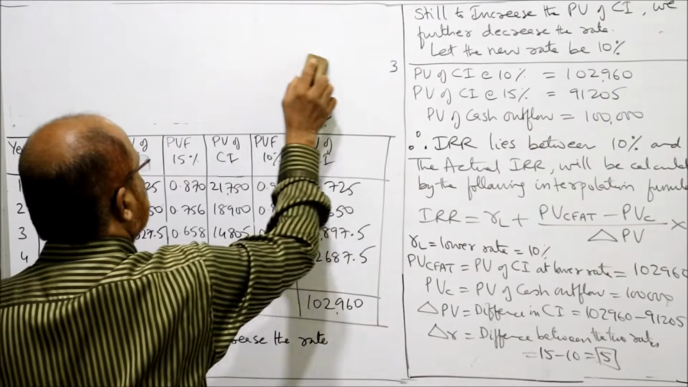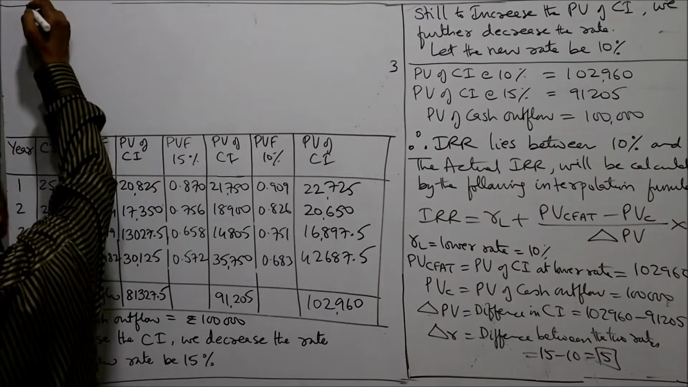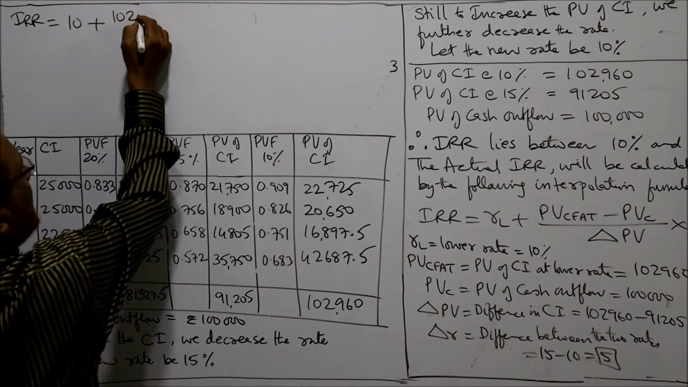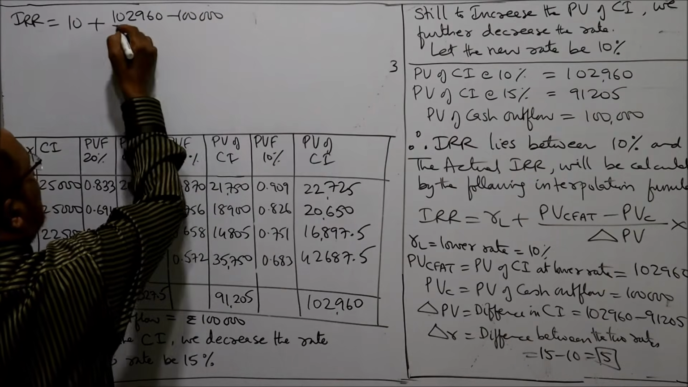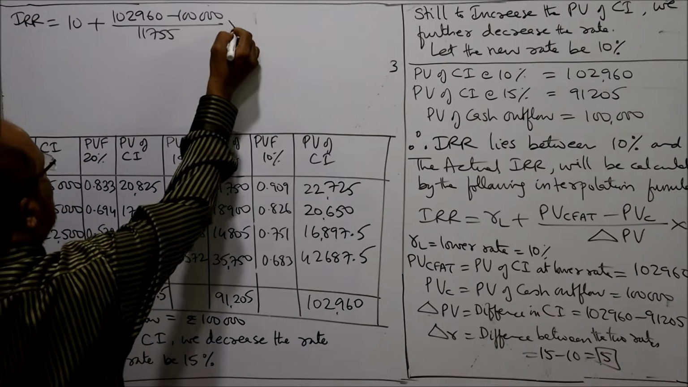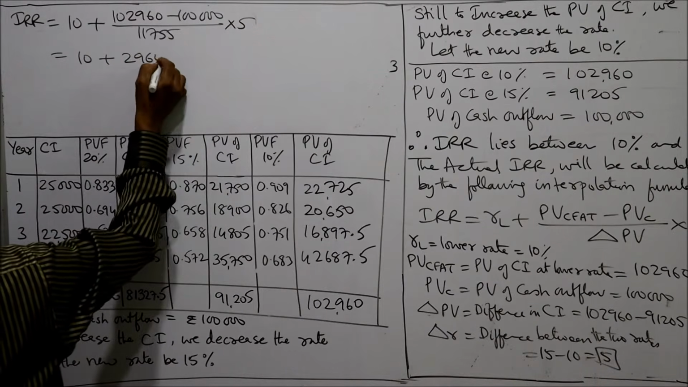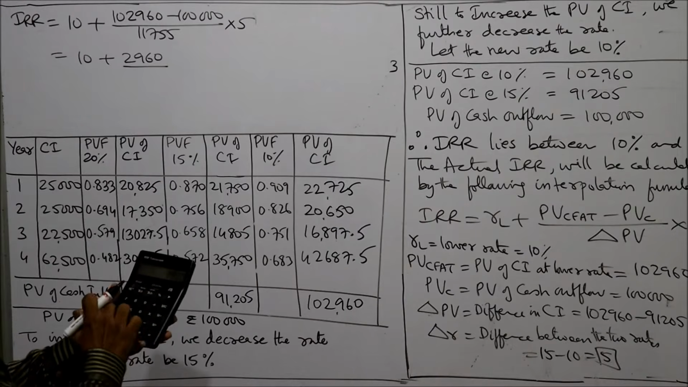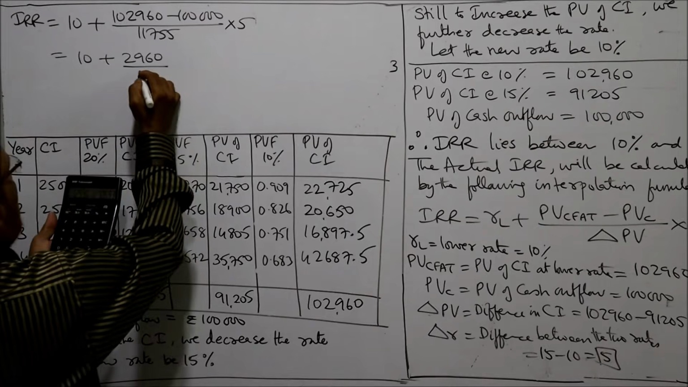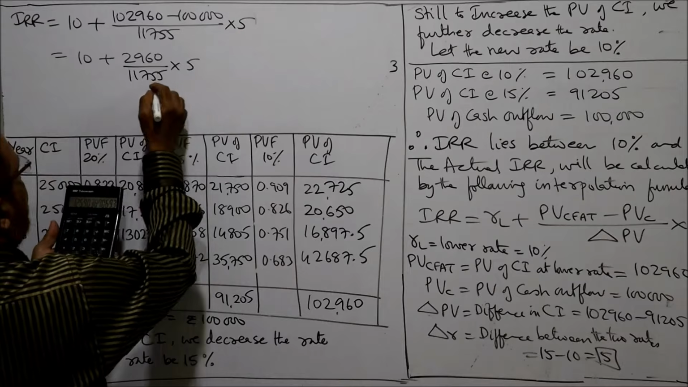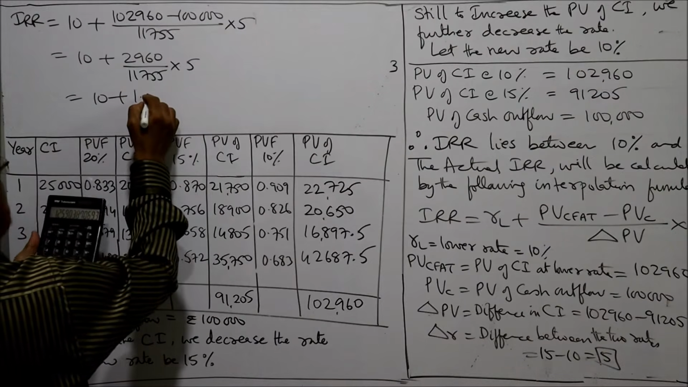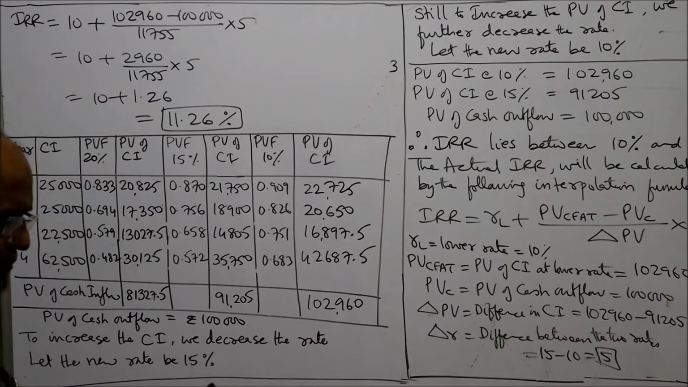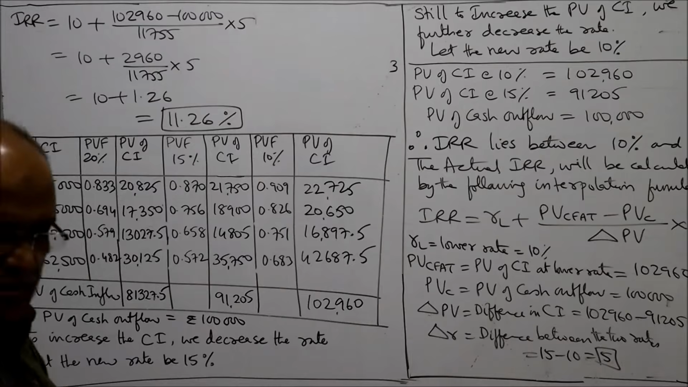Now we have to find out the IRR. IRR is equal to RL, lower rate is 10%, plus (1,02,960 minus 1 lakh) divided by 11,755 into 5. 2,960 into 5 divided by 11,755 is 1.26. 10 plus 1.26, 11.26%. So the answer is 11.26%.